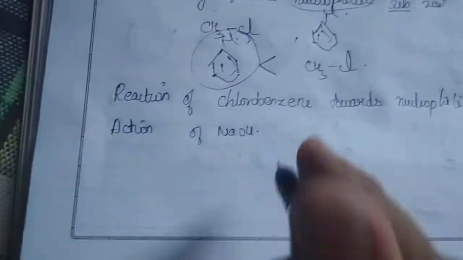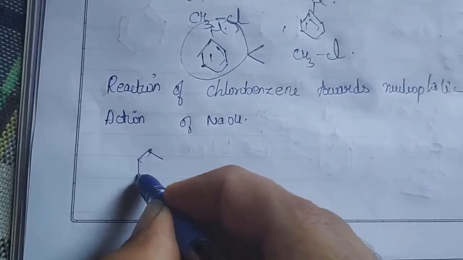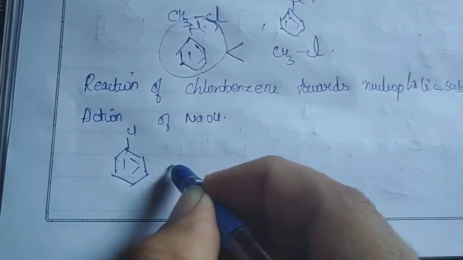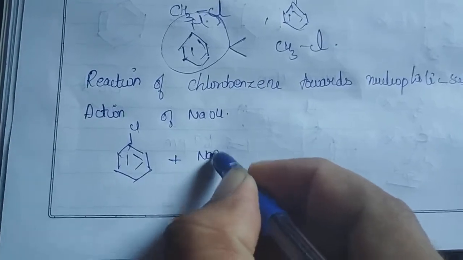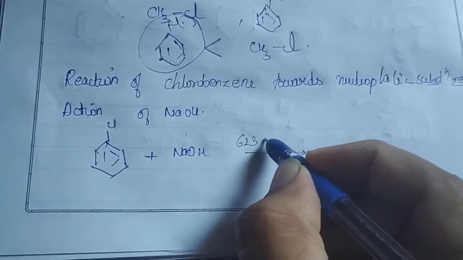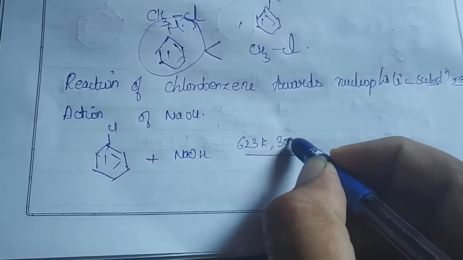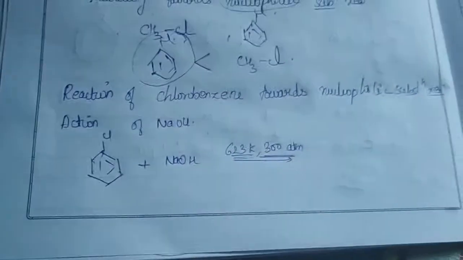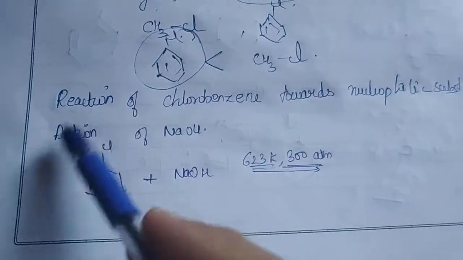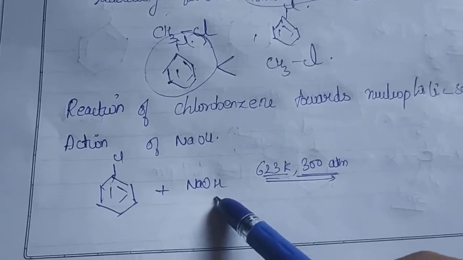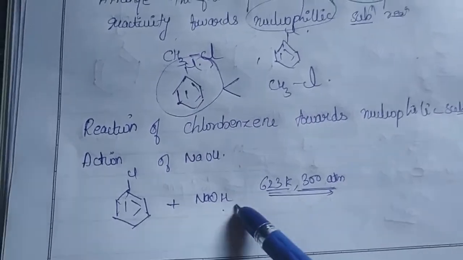So basically, what happens whenever you are treating your chlorobenzene with aqueous NaOH? Remember, aqueous NaOH, I am maintaining a temperature of 623 Kelvin and 300 atmospheres. You can just see what temperature and what pressure I am maintaining. Why is it so? Because it is a haloarene. Its reactivity towards the nucleophilic substitution reaction is very, very less. But also I had to conduct it.